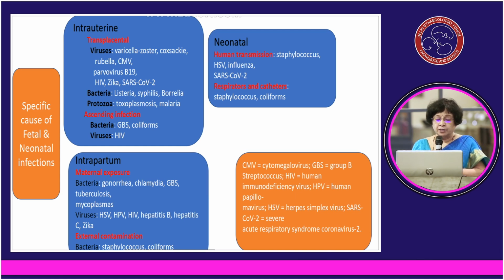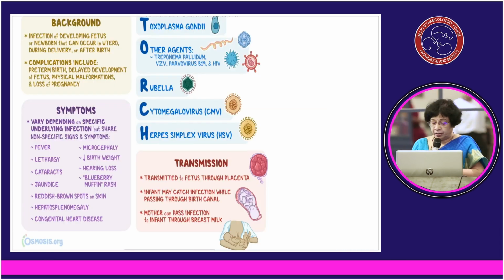So HIV, Zika, SARS-CoV-2; bacterial would be Listeria, syphilis, and Borrelia. Protozoa would be toxoplasmosis and malaria. Ascending infections could be bacterial, that is group B Streptococcus, coliforms, and virus again HIV. Intrapartum also there is a long list, and neonatal also there would be human transmission, could be from Staphylococcus, HSV, influenza, SARS-CoV-2. SARS also comes over here. So respirators and catheters, Staphylococcus, coliforms. So this is a long list, but this is very important.